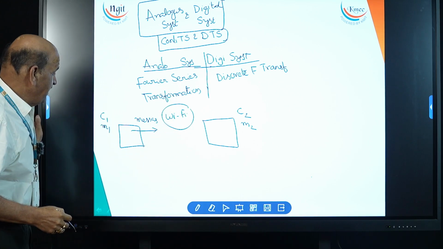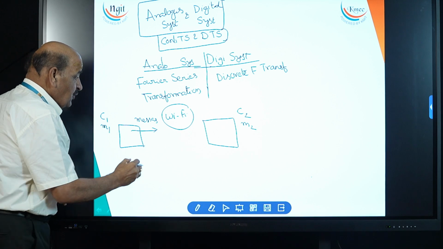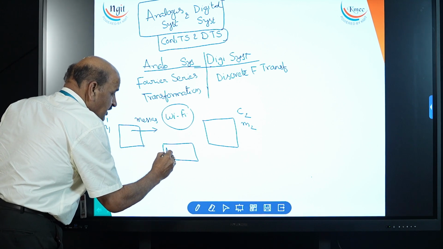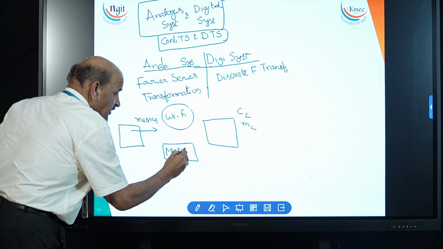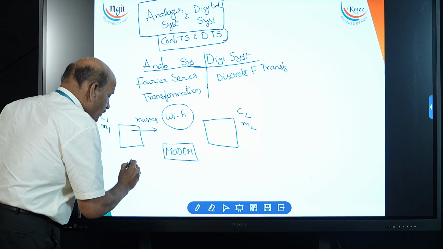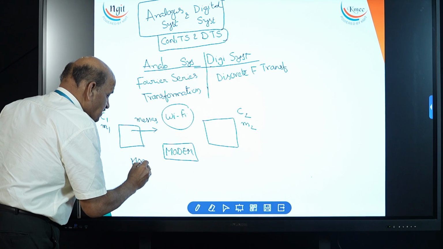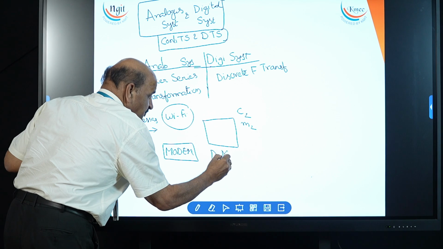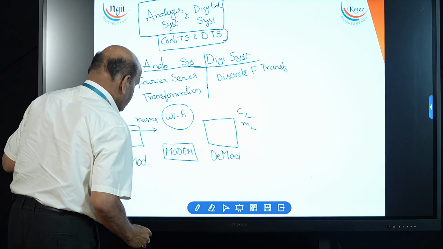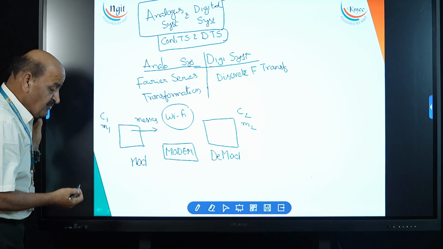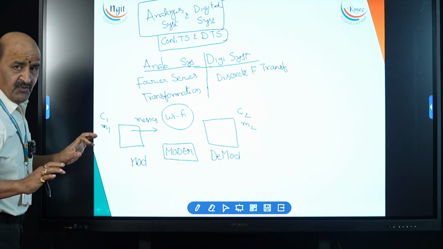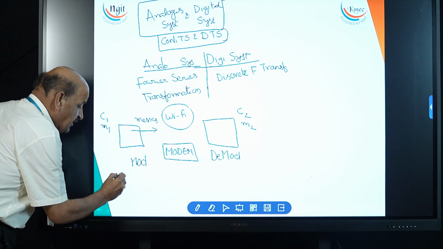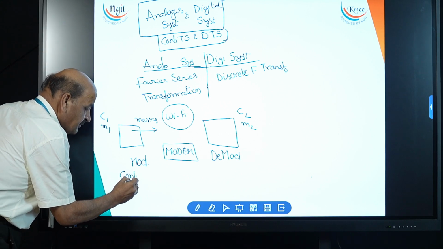Now, that's why in computers there is a powerful instrument called a modem. Modem means what? Modulation and demodulation. In modulation, what happens? Whatever message we type on this monitor is everything continuous, analogous.